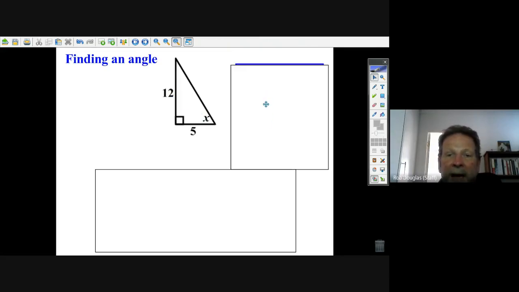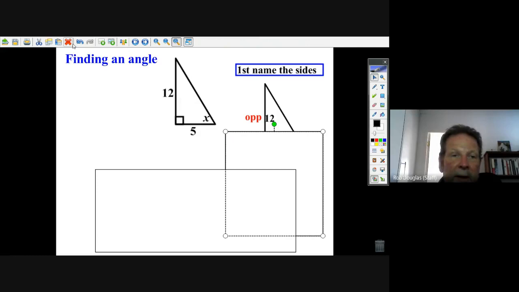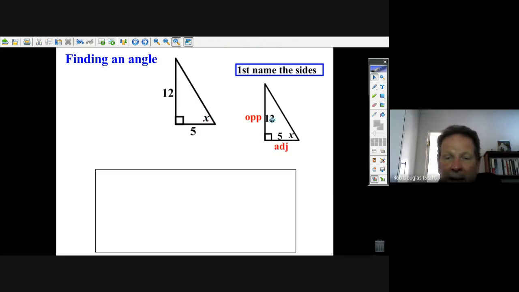Okay, the first step is name the sides. It's always the first step, actually. There's the hypotenuse, but the two sides that are given are what we're going to use. That side there is opposite x, and 5 is adjacent. Well, that's your first job: name 12 opposite and 5 adjacent.